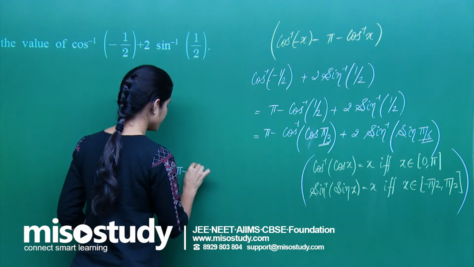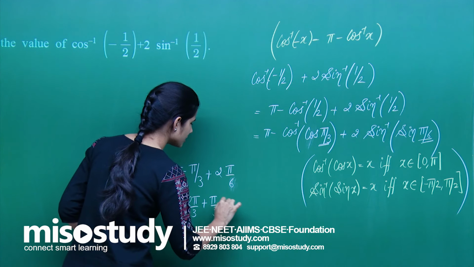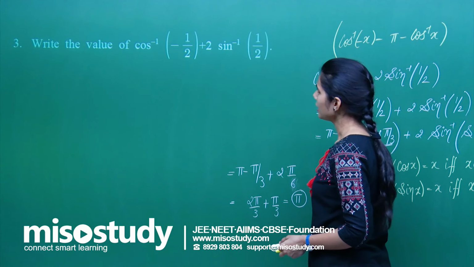This gives you 3 pi minus pi, 2 pi by 3 plus pi by 3, so it is 3 pi by 3 which is pi, and so the answer to your very query is pi. The value of this expression is pi.